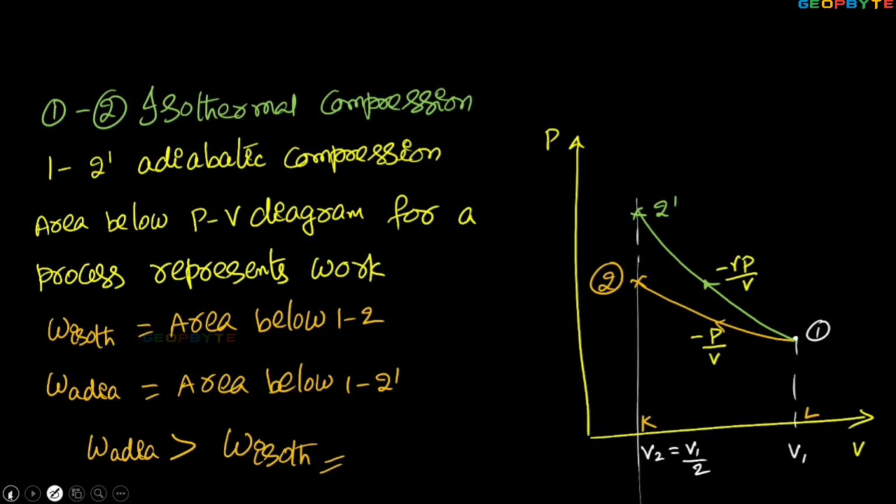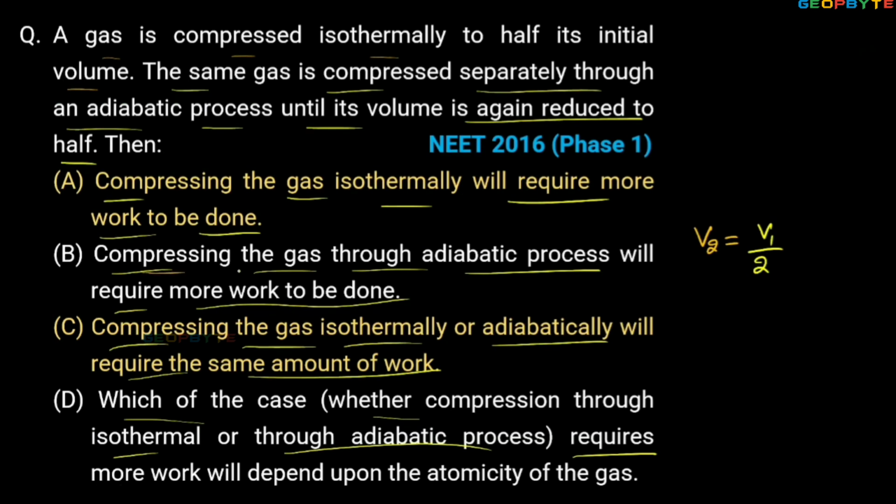Now look at the options. Look at option B: compressing the gas through the adiabatic process will require more work to be done. Absolutely correct. Option B is absolutely correct.